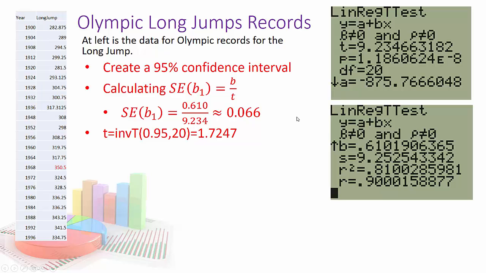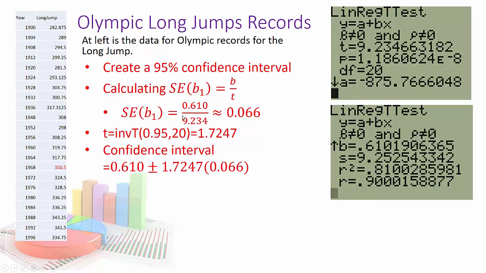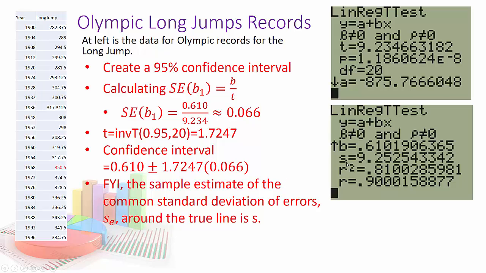Now, you're probably going, wait a second, I divided by this t, right? And I got my standard error. But now I'm trying to create a confidence interval. Well, since I'm trying to create a 95% confidence interval, I'm calculating what t should be for a 95% confidence interval, which should only be about 1.7 with 20 degrees of freedom. So my confidence interval is just going to be the slope plus or minus my t for that confidence interval times the standard error. All right. By the way, the sample estimate of the common standard deviation, or S of E, there's S of E in your output on the LinRegTTest.